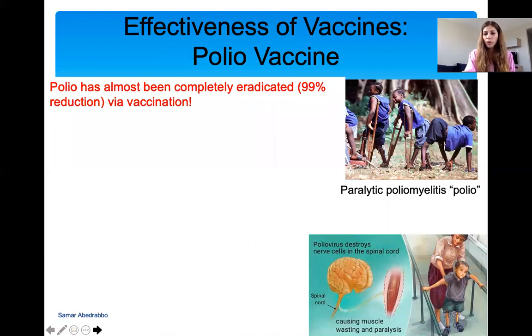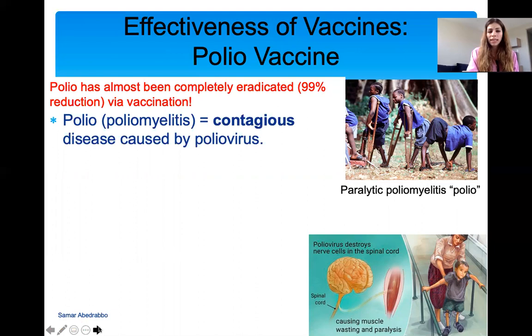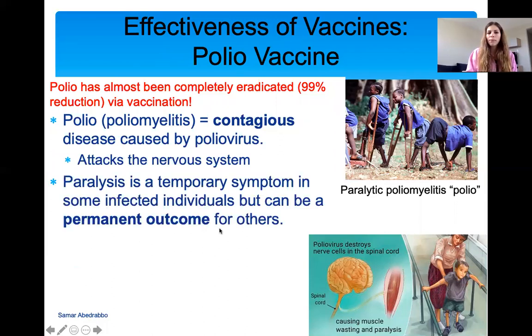So we're going to talk about the polio vaccine and its effect. Polio, just to start with that, is a viral disease that can lead to paralysis, which obviously is a terrible thing. It's almost been completely eradicated due to vaccination. We are still seeing a few, I don't know if the word would be outbreaks, but a few cases in some countries coming back. Polio is a very contagious disease caused by the polio virus. The virus attacks the nervous system, so cells in your nervous system, and paralysis can be a temporary symptom or develop into a permanent symptom for some people.